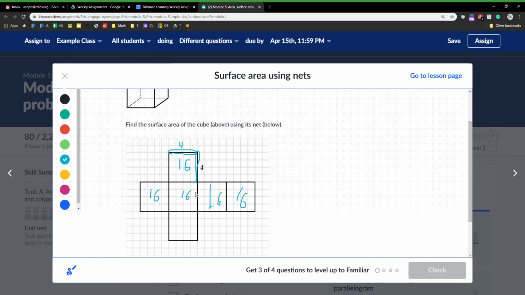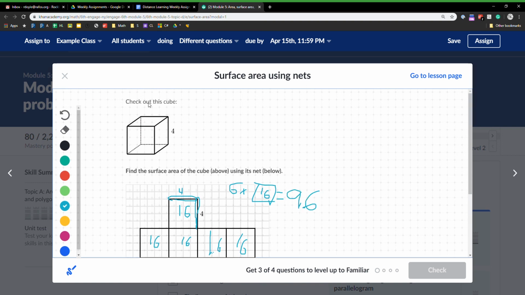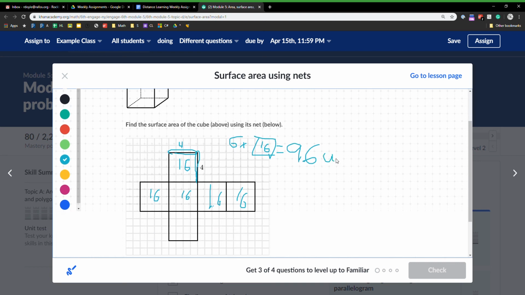Well, they're all 16. So you have 6 squares, and they're all 16. Oh, you've got 6 faces of the cube. And 6 times 16 is 96. So this would be 96. And it doesn't give us any units, so I would say units.